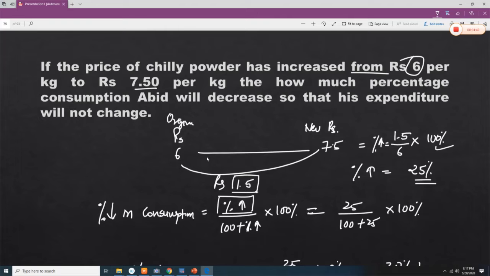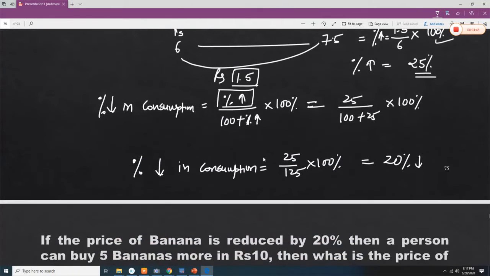So 25 divided by 100 plus 25 into 100%. So decrease in consumption is 25 over 125 into 100%, that is 20% down.